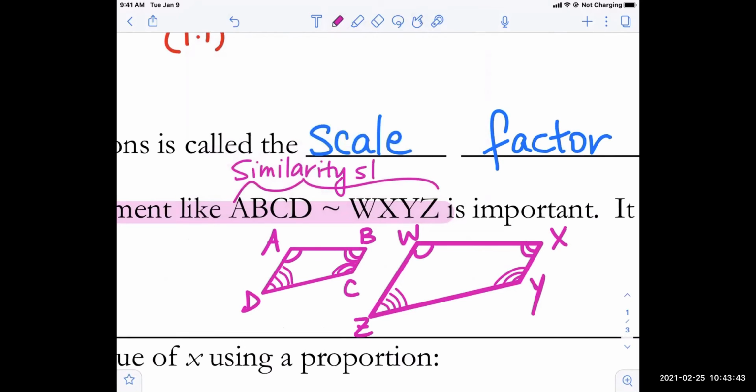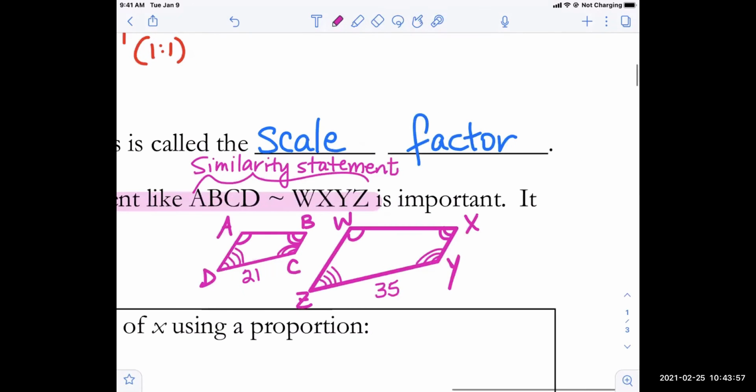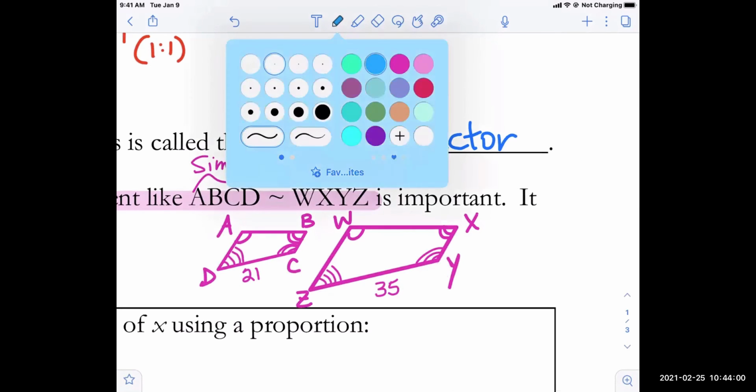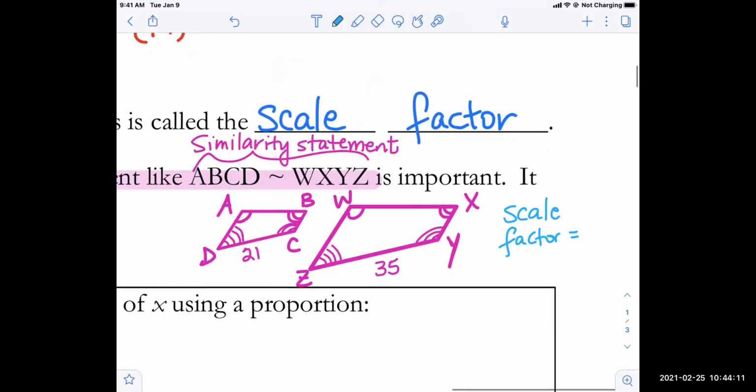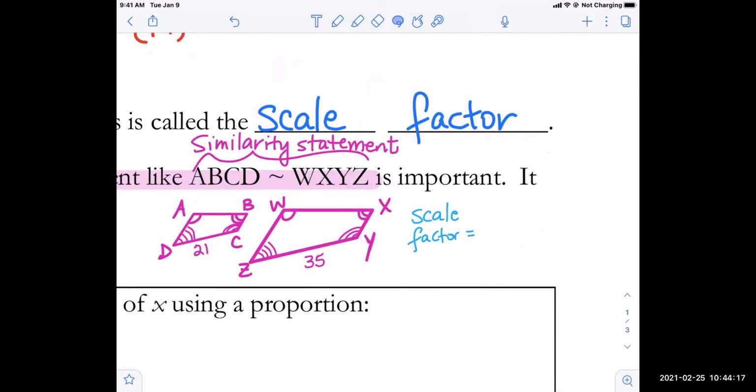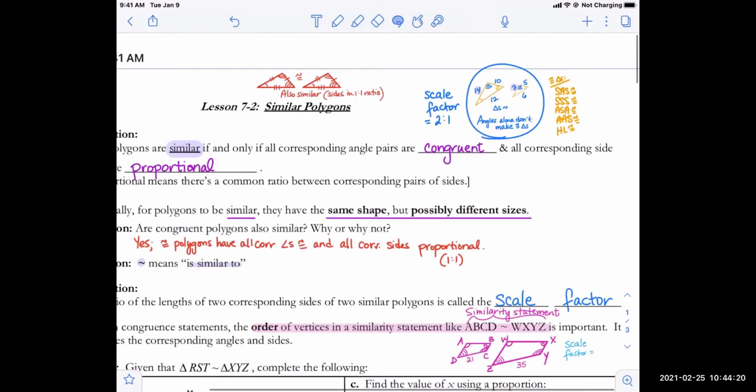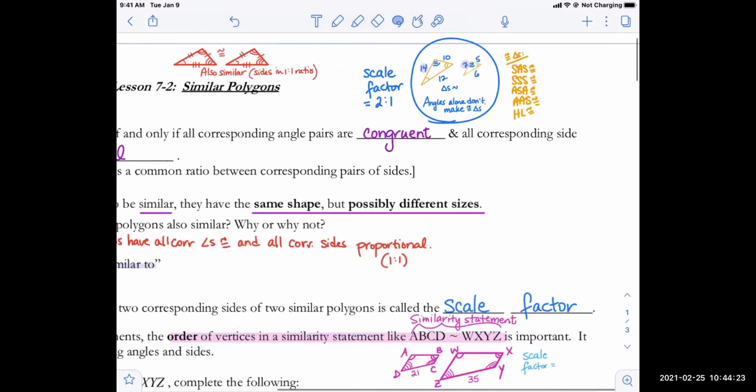That's called a similarity statement. So if I told you that this was 21 and this was 35, what would be the scale factor? Brian, tell me the scale factor. So on this one, the scale factor was 2 to 1. Right? This one, it would be what?